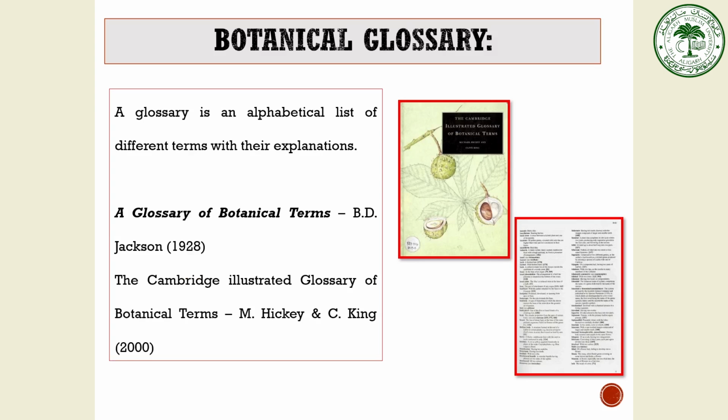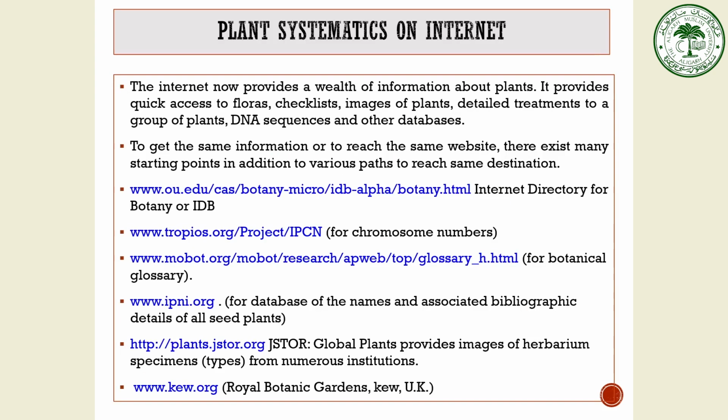Then the botanical glossary is an alphabetical list of different terms with their explanation, like the Glossary of Botanical Terms by B.D. Jackson in 1928. Then the Cambridge Illustrated Glossary of Botanical Terms by Hickey and King, published in 2000. So these are botanical glossaries that provide the explanation of botanical terms in alphabetical order.